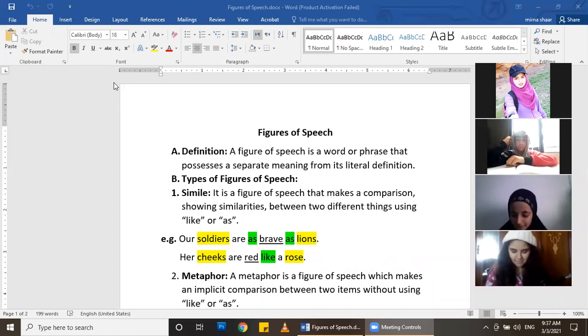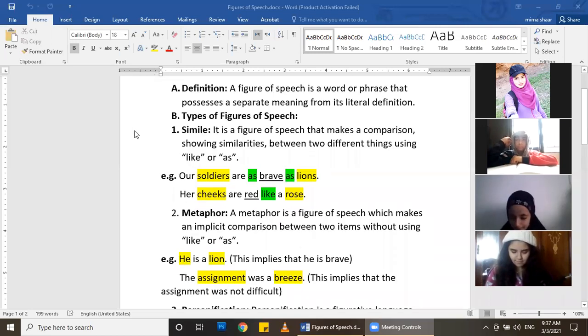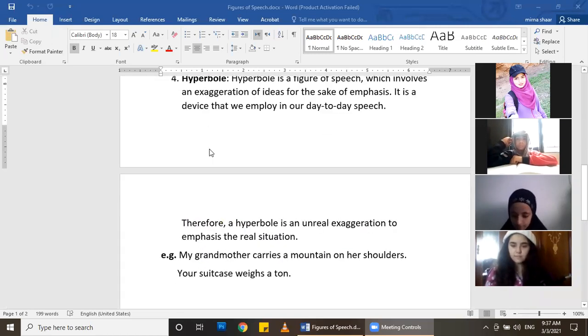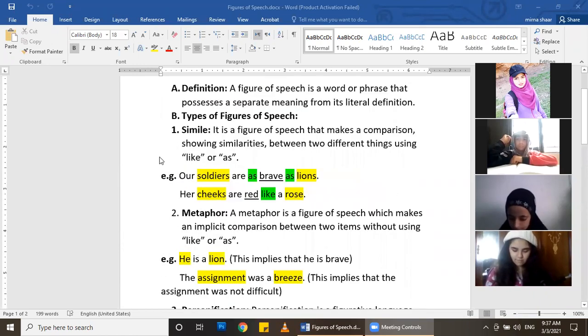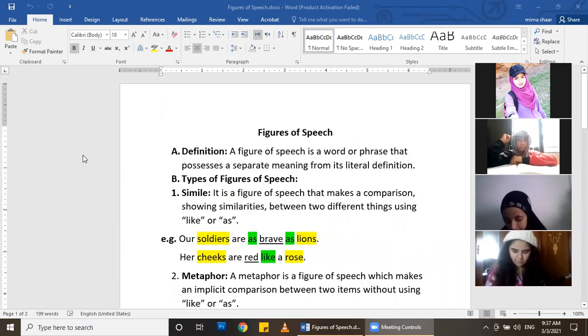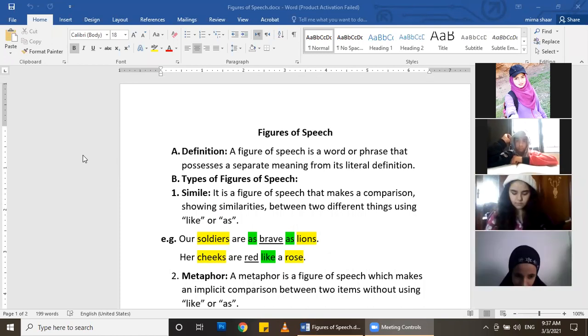Okay, we have different types of figures of speech. Today, we're going to focus on four different types, and for each type we're going to have the definition along with an example related to it. The first type is called simile. It's a figure of speech that makes a comparison. So usually we show similarities between two different things, and we have to use words like or as, okay? As an example, our soldiers are as brave as lions.